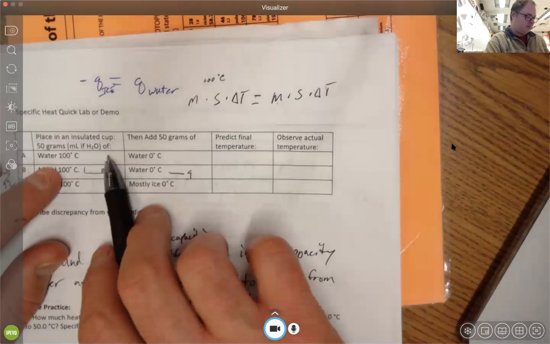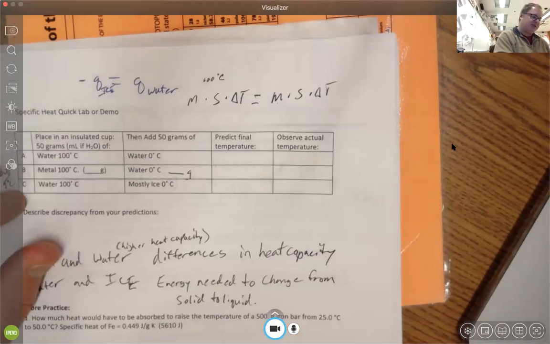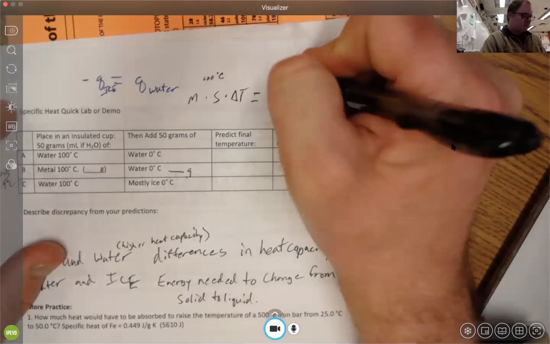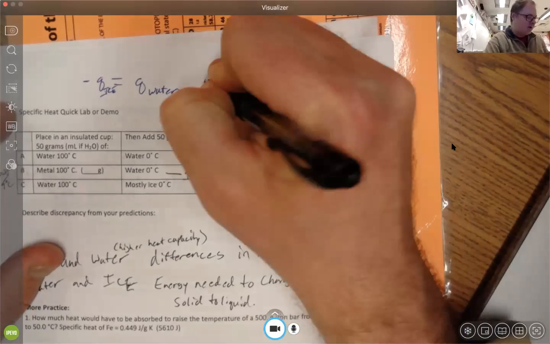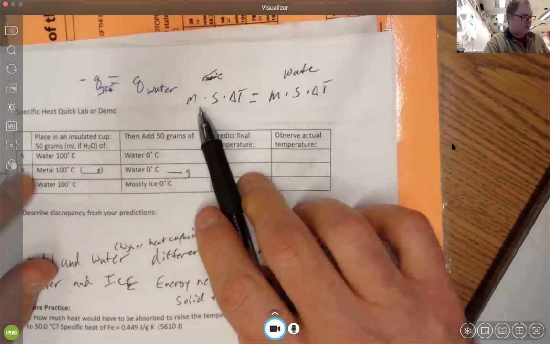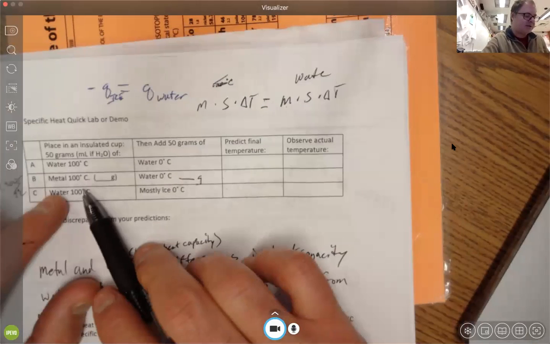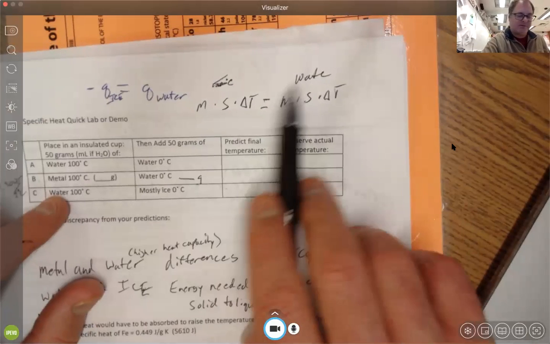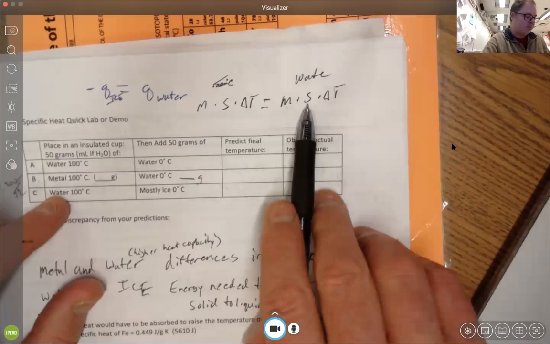The metal, if we look at this equation, let's say that this is for the water. Then we have an issue. We tried to use the same mass of the metal as the water, so those would cancel out. But the big issue would be the specific heat capacity of the metal versus the specific heat capacity of the water. And we also have one going from 100 and one going from 0. So we do have a change in temperature there.